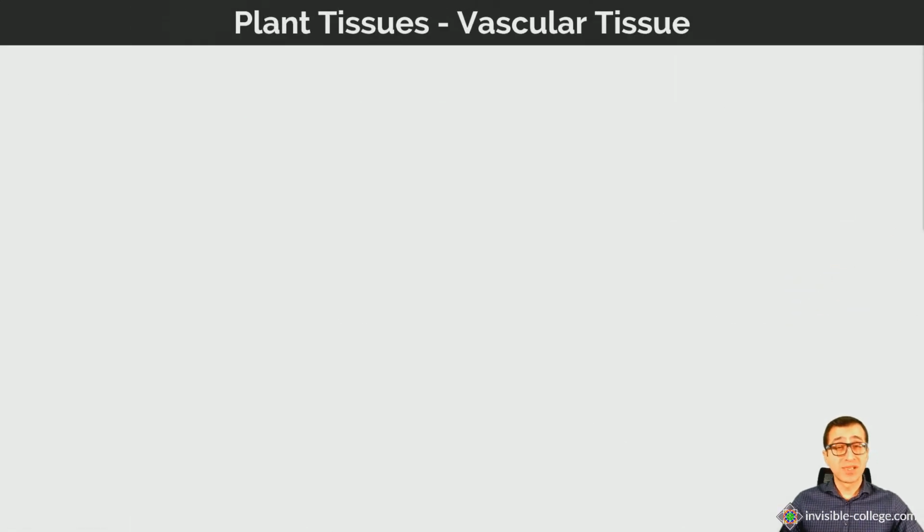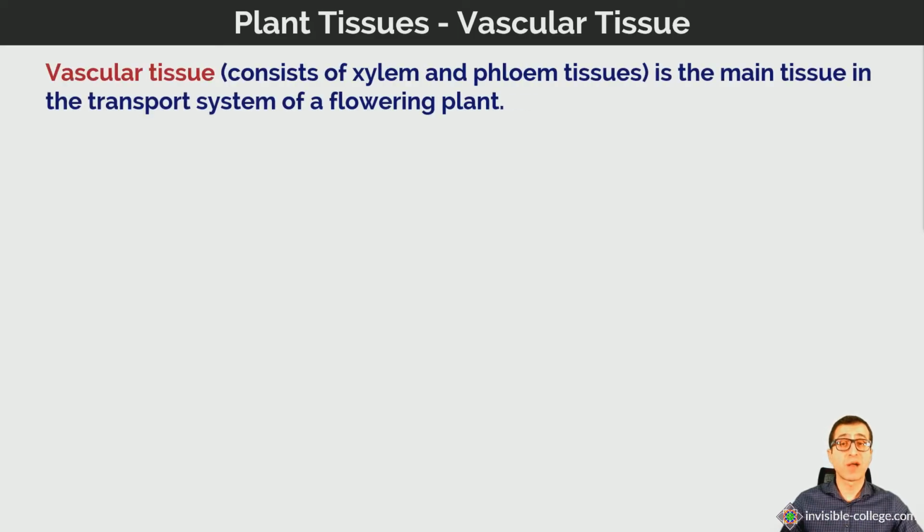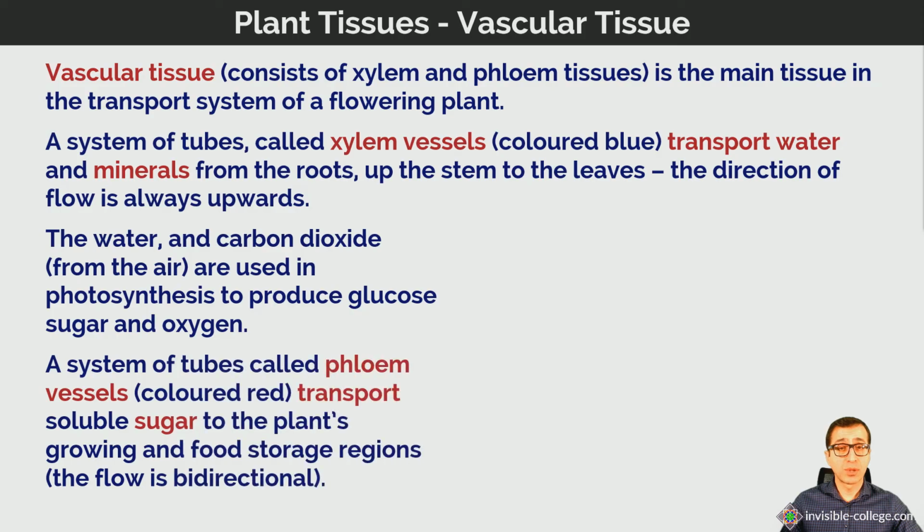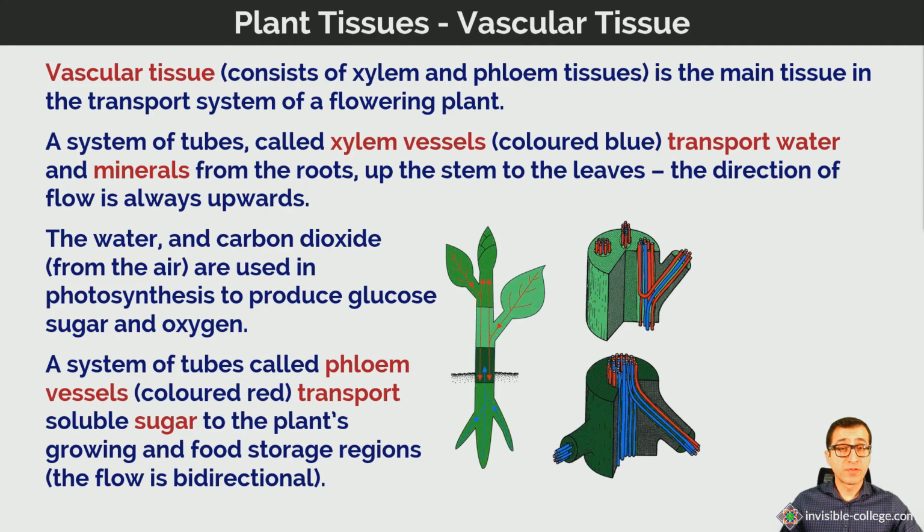So vascular tissue, consisting of xylem and phloem in plants, is the main tissue responsible for transport of substances in flowering plants. A system of tubes called xylem vessels, which in the diagram here are coloured blue, are responsible for the transport of water and minerals upwards from the roots where they're being absorbed up the stem to the leaves where that water is used for photosynthesis. So in the xylem tissue, the direction of the transport of water is always upwards.